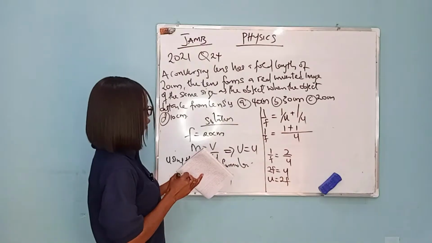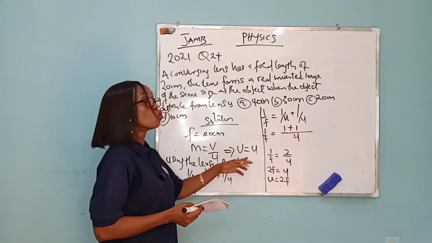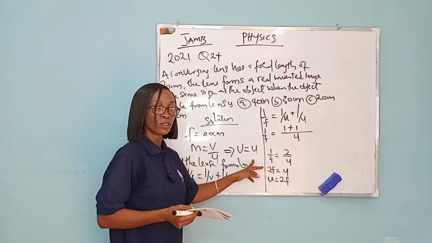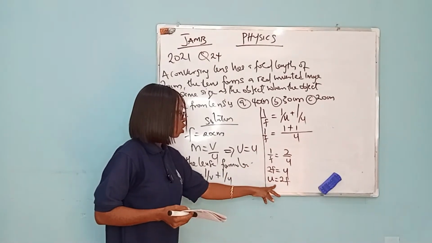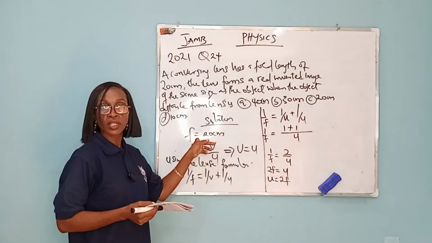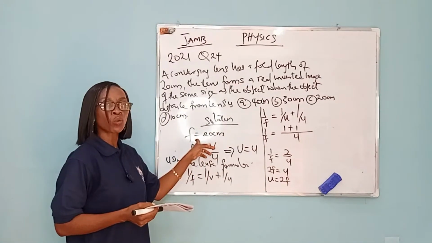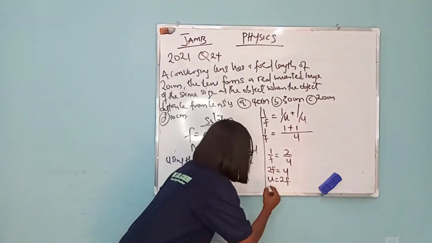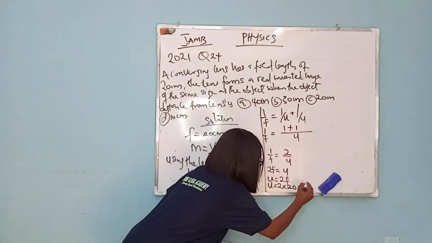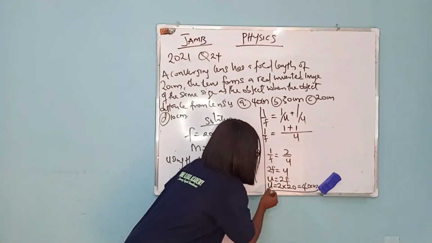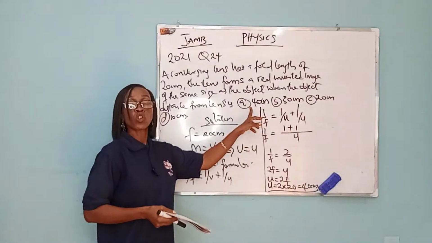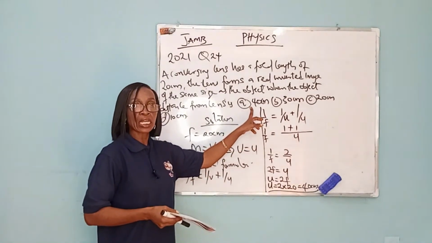I'm asked to find the object distance, which is U. Your U represents the object distance, which is unknown. Now, U is equal to 2F, and F is 20 from our question. The focal length is given as 20. So U becomes 2 times 20, which is equal to 40 centimeters. So the answer to this question is option A, 40 centimeters.